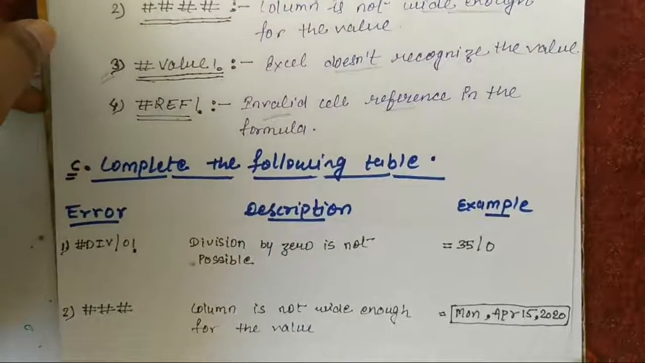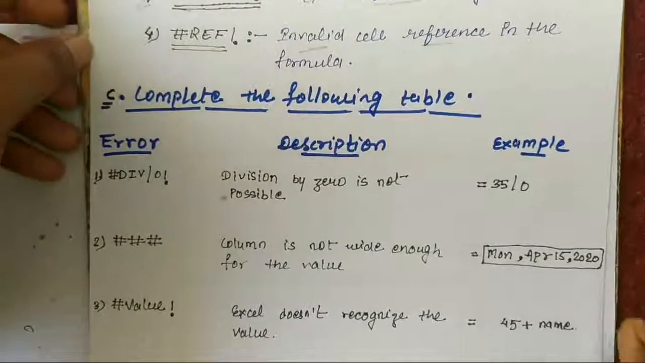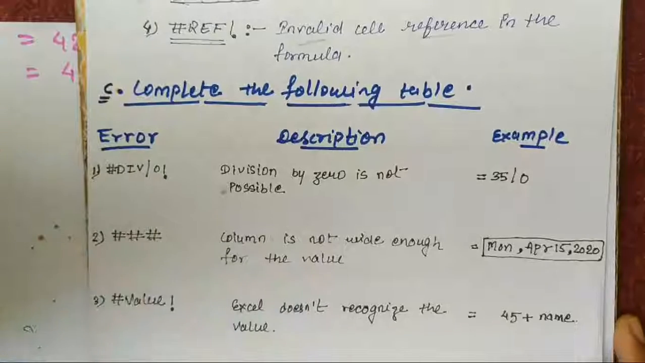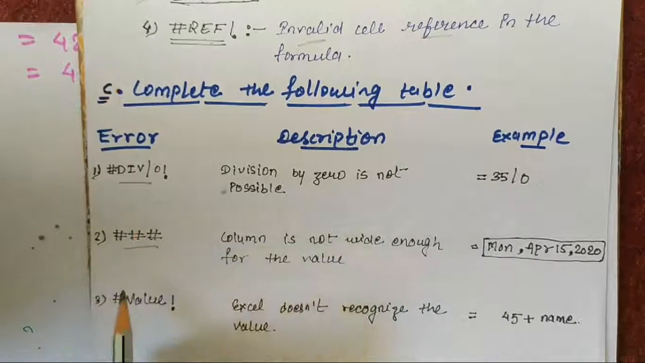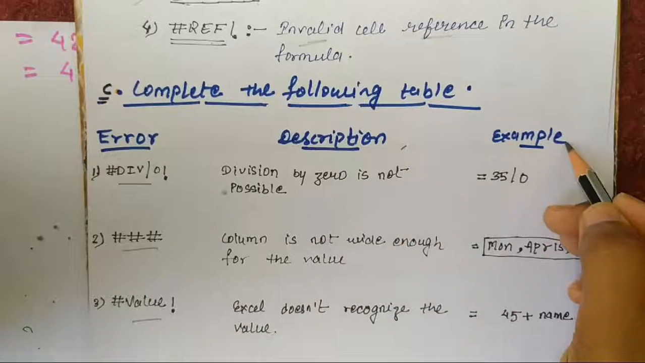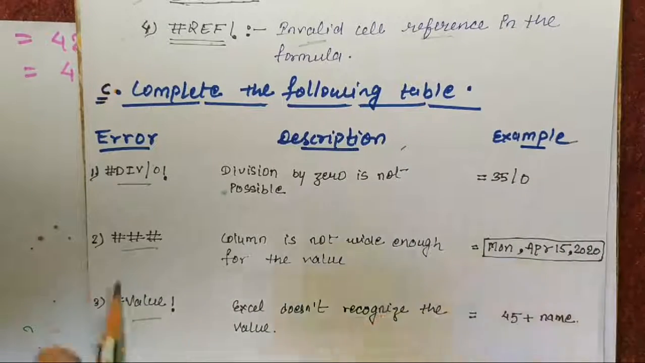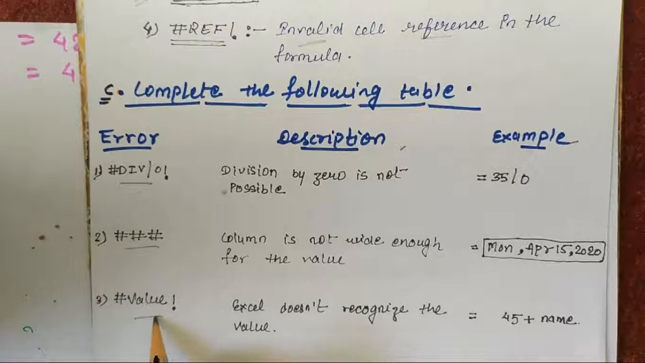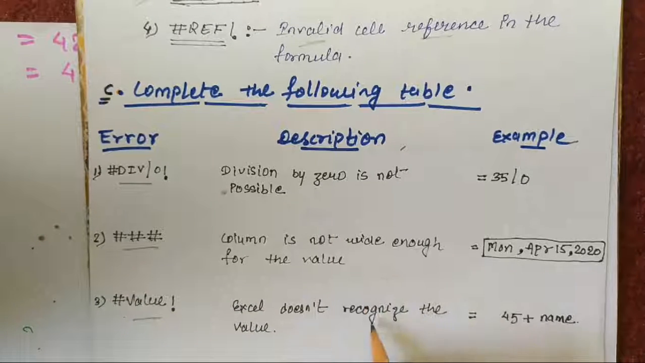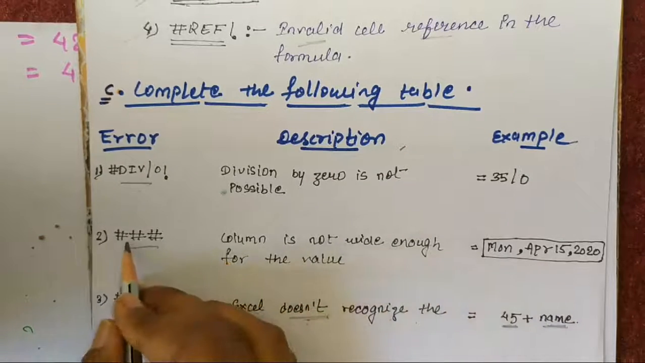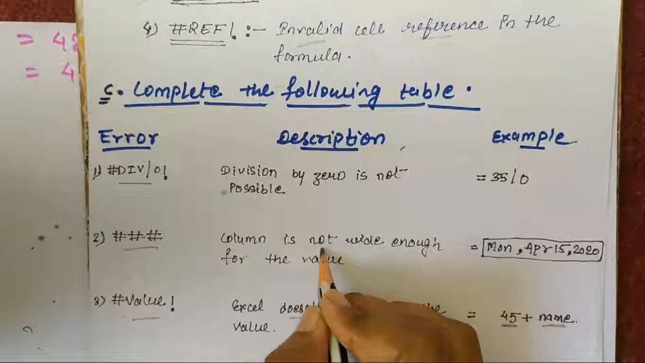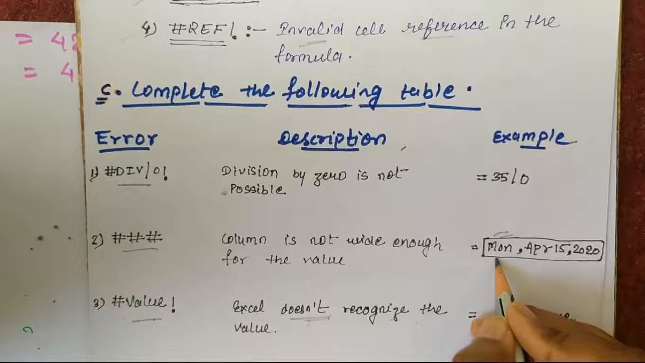Next one is to complete the following table. This is the exercise in your book. Here is the error. This is given in the book with the description, and this is the example. This is the divide by 0 error, hash error, and the value error. Value means the Excel does not recognize the value. Example: 45 plus name, because this is a number and this is alphabet. Here second one is hash. When I put the wrong value, this is the wrong method.